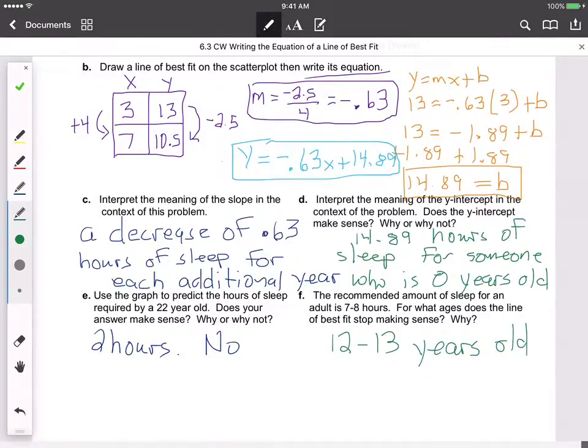Because it definitely doesn't make sense for anyone older than that to get less than 7 to 8 hours of sleep.